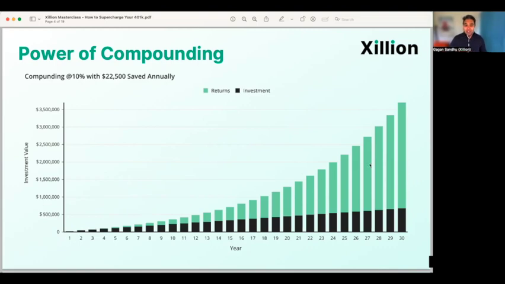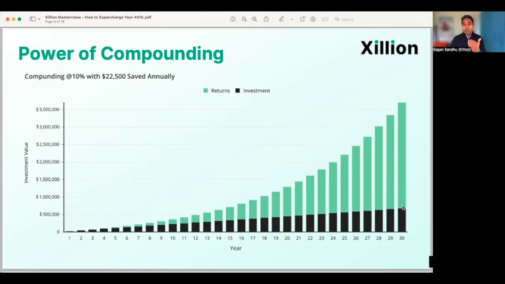In 30 years, if you're 30 and you start putting the maximum 401k allowed amount today for the next 30 years, you are looking at more than $3.5 million by the time 30 years come around. That's the power of compounding. And out of which you would have contributed about 600,000 or so. The rest of it is all compounding.